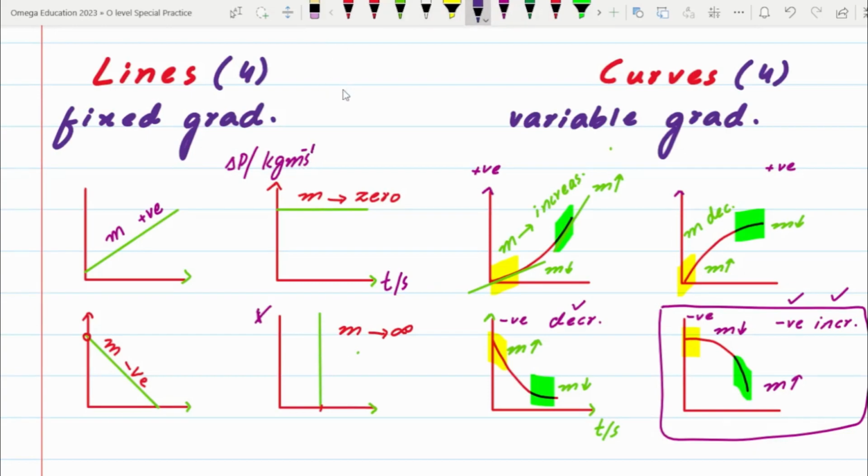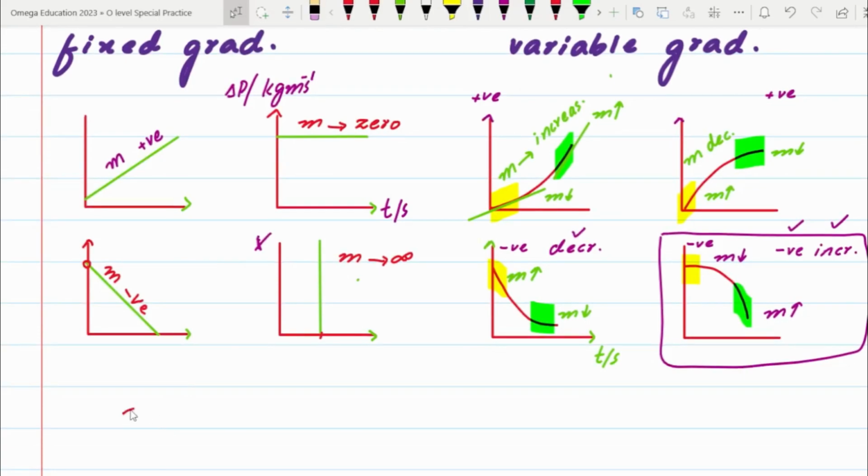Then I ask you the question, give me the information about the gradient and tell me what the gradient represents in these graphs. What does the gradient represent? So what you do is you simply find the gradient by using the formula rise over run, or delta y over delta x. What is delta y? That is change in y, and on the y-axis we have momentum. Let's write momentum over here. We have p, momentum, on the y-axis.